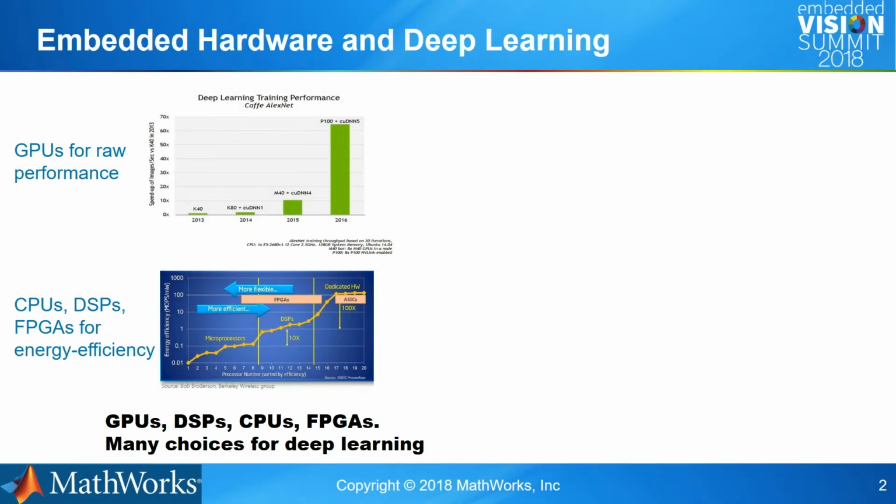There are a lot of hardware platforms available for deep learning today. If you want just raw performance, you might go with a GPU. If you want energy efficiency, there's ARM, there's FPGAs. There's a whole mix of different choices when it comes to machine learning hardware.